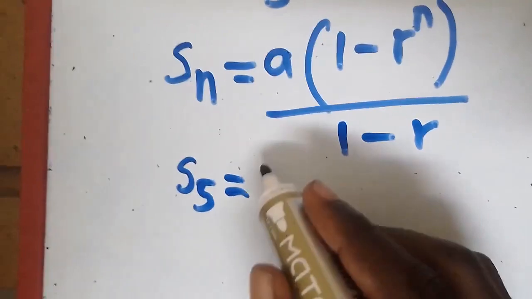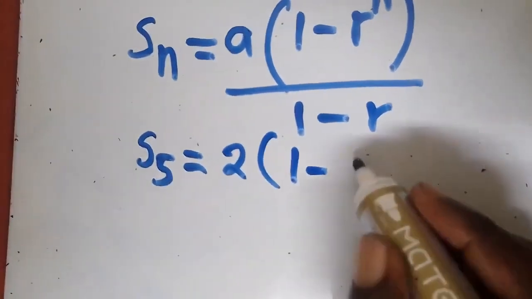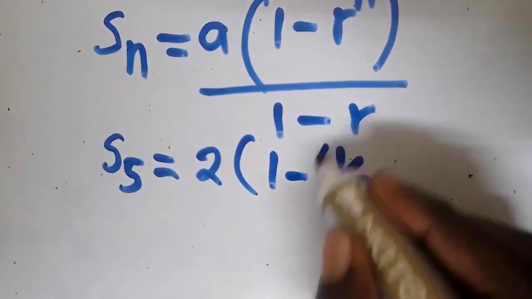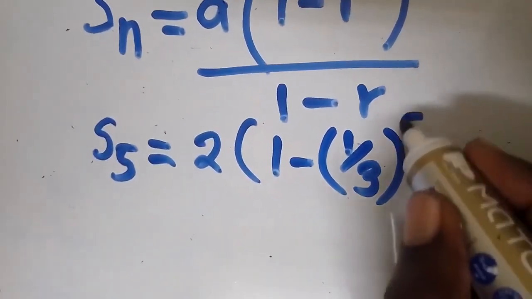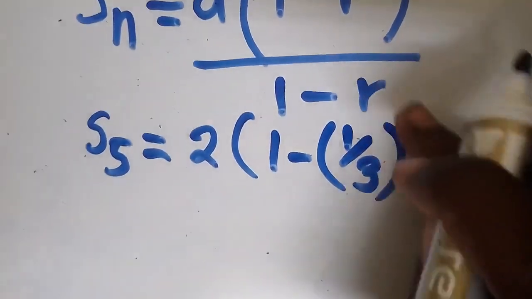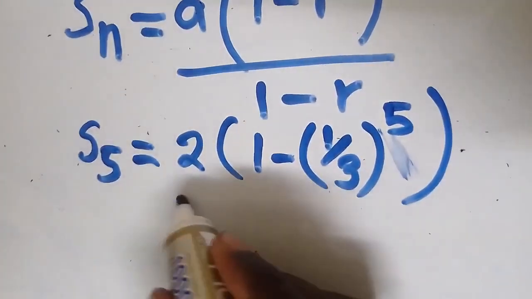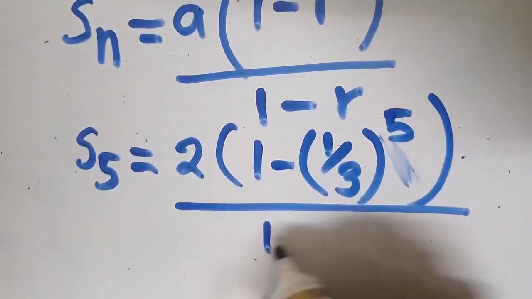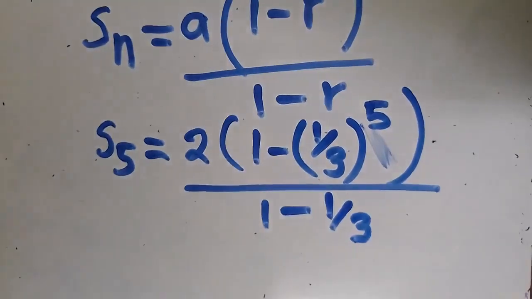A, the first term, is 2. Open bracket, 1 minus the common ratio, 1 over 3, to the power n. First 5 terms, n is 5, so here you put a 5 there. Then you cross like this. You say over 1 minus the common ratio, which is 1 over 3. This is what you are going to have.